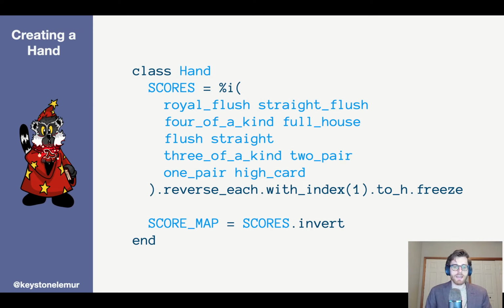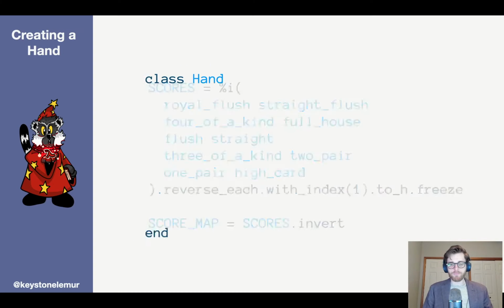Now then, after we have those scores as a list, we want to take them backwards, giving us high to low, and merge them with their indexes using reverse_each.with_index. We can pass 1 to start the indexes at 1, meaning that royal flush will be paired to 10 points, all the way down to high card, which will be paired to 1 point. The score map inverts those to where 10 points points to royal flush, 1 point points to high card. This will also be useful later in some of our testing code.